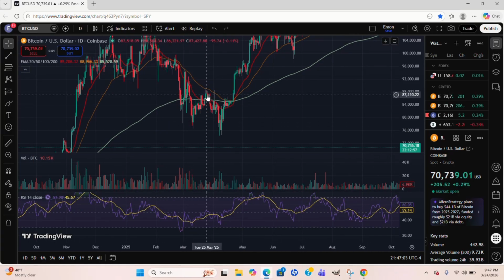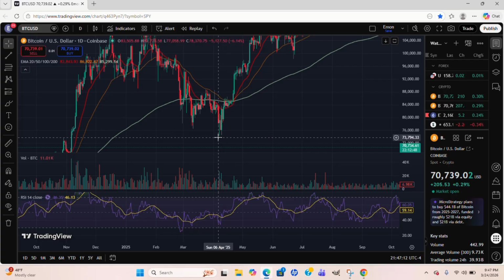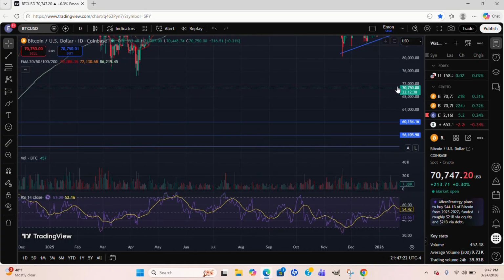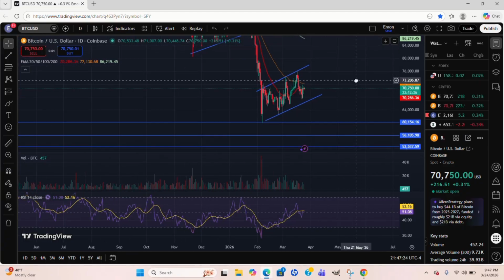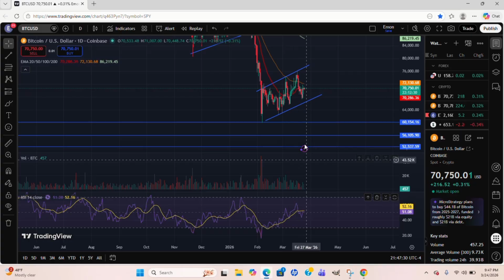Whenever you see price makes a lower low, but RSI, this is the RSI, makes a higher low, okay, with the price making a lower low, that's actually called a bullish divergence. That means it's indicating a reversal. Okay, you see our price was oversold here. So why am I explaining the RSI? Because here you see RSI was in the oversold territory, and price moved up.